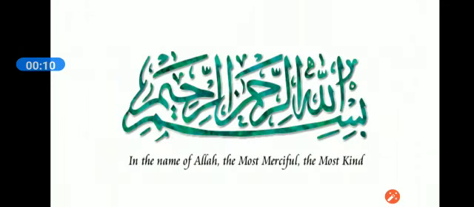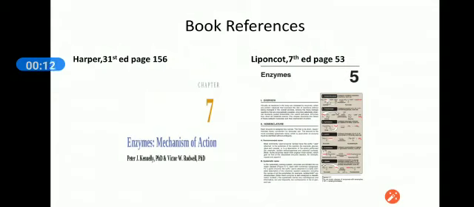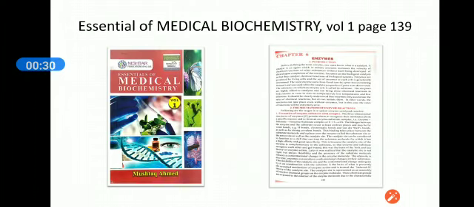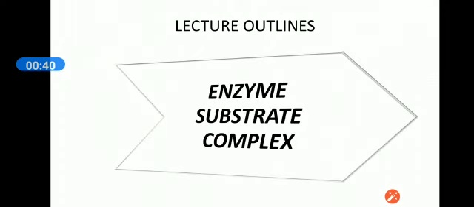We are discussing our topic of enzyme, and book resources for this topic are Harper 31st edition, page 156, chapters 7 and 8, Lippincott 7th edition, page 53, chapter number 5, and the Essentials of Medical Biochemistry, volume 1, page 139, chapter number 6. Today, inshallah, we will discuss the enzyme substrate complex.